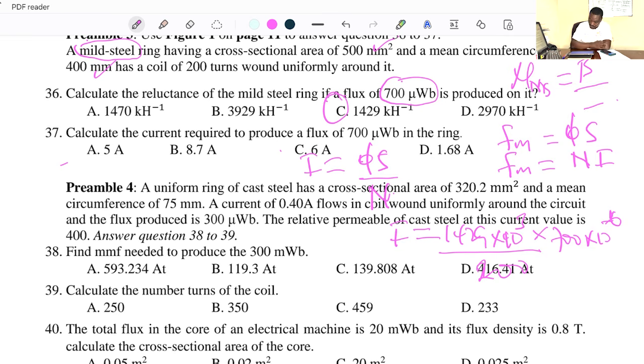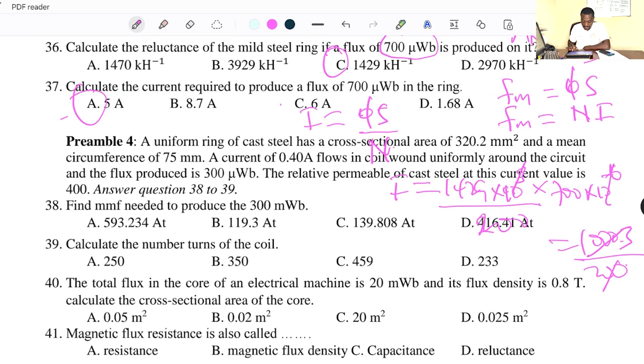Okay, so we have 1429. Here this will cancel. We have here to be minus 3, and that would just be 0.7. So we have 1000.3 all over 200, and that will give us 5. So the answer here is 5.